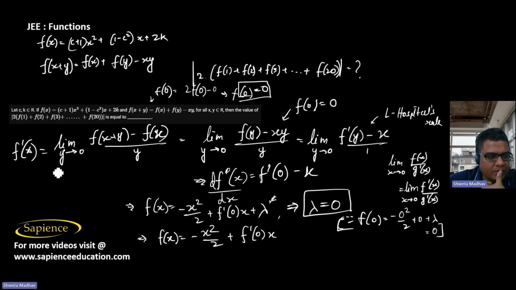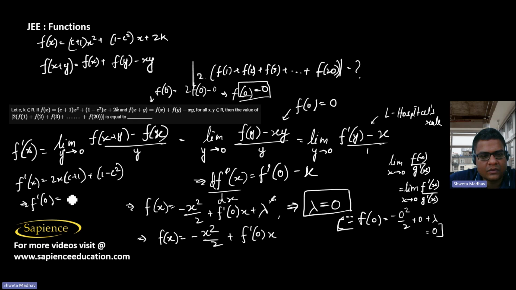Now here if I find f dash x, that will give us 2x into c plus 1 plus 1 minus c square, and 2k is a constant, so it will be 0. So if you put f dash 0, it will be obviously 1 minus c square. Therefore f dash 0 is 1 minus c square. So we can write it as minus x square by 2 plus 1 minus c square into x.